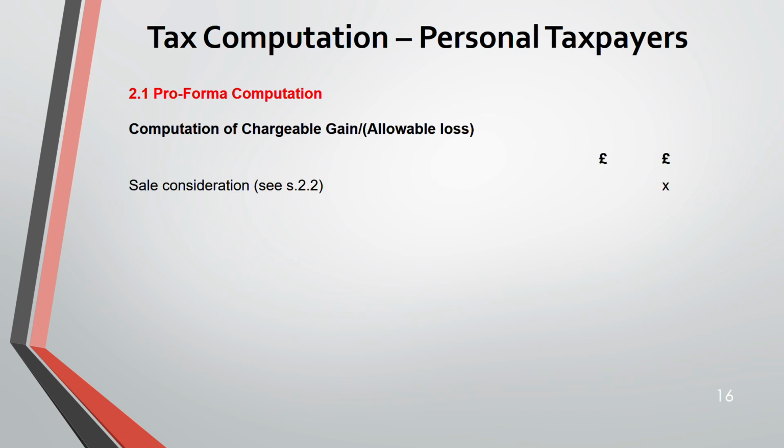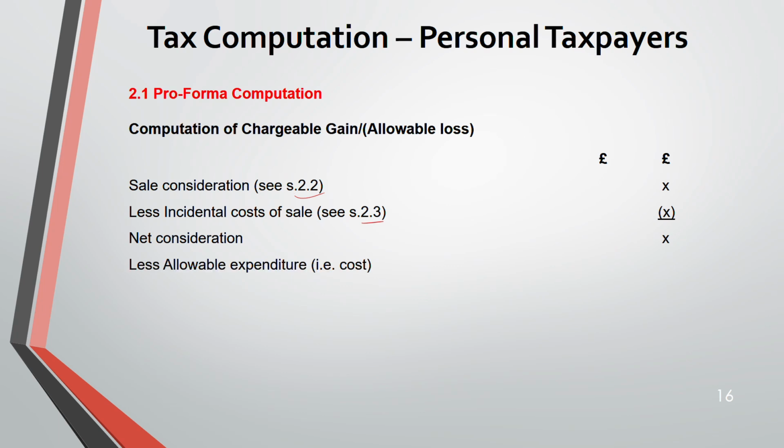Here, first we start with the sale consideration. This will be covered in section 2.2 in detail: what the sale consideration is made of. Then we deduct the cost of sale. This will be covered in section 2.3. Then net consideration. From here we deduct allowable expenditure.